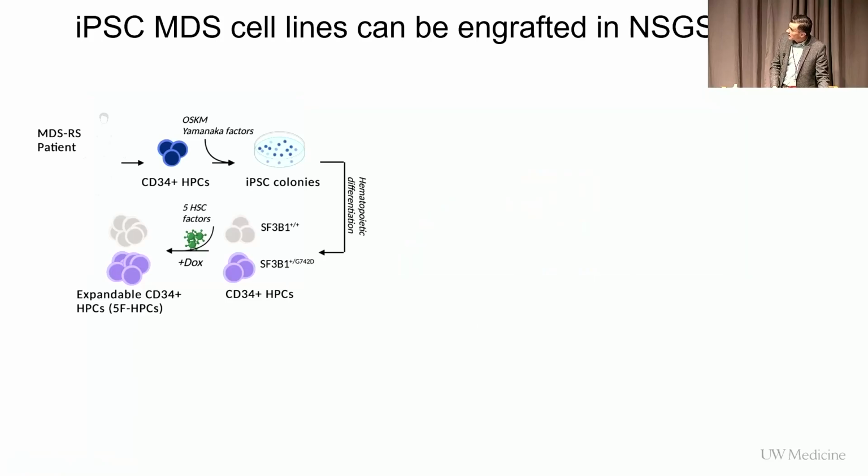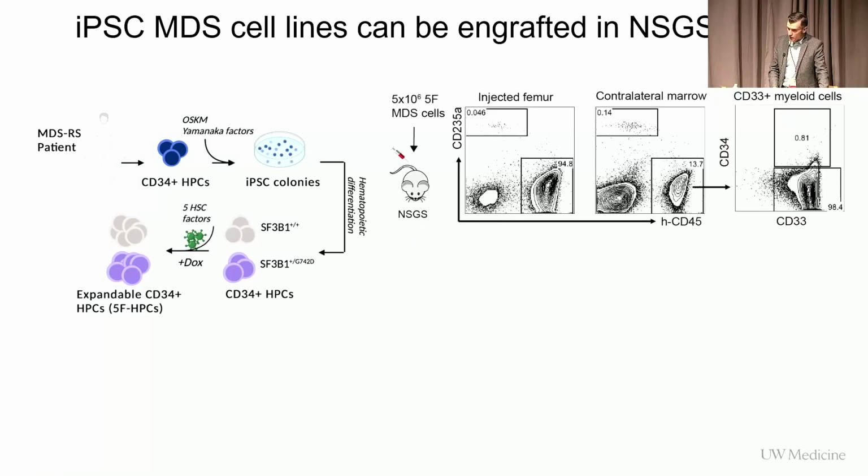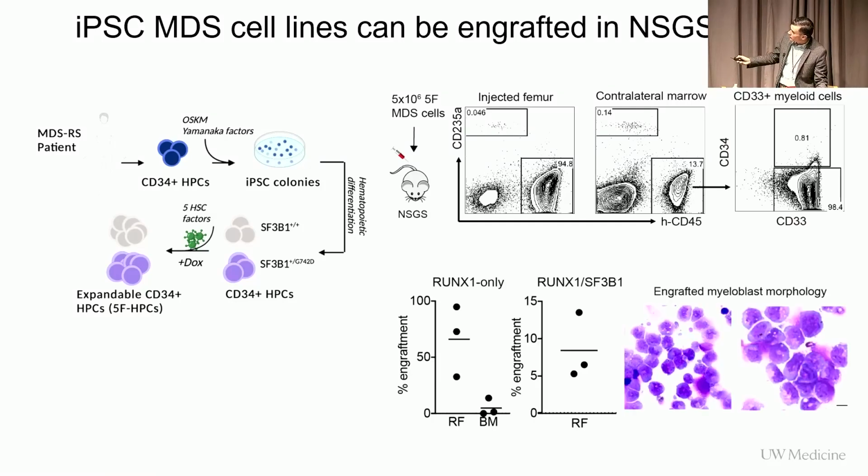And so this is what I mentioned before, that these cells are not just useful for in vitro differentiation. We've been able to transplant them into immune deficient mice, and they generate quite robust engraftment in vivo. For example, here, taking 2 different lines from a single patient, one that has a RUNX1 precursor mutation and the second RUNX1 plus SF3B1, we can get quite reasonable levels of engraftment. And the cells coming out of the marrow have this immature myeloblast phenotype.